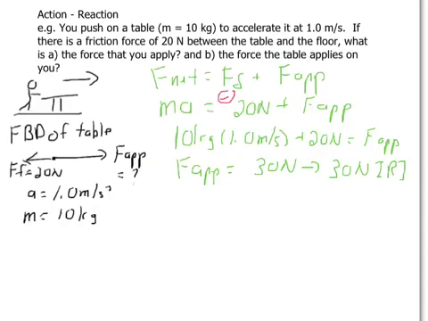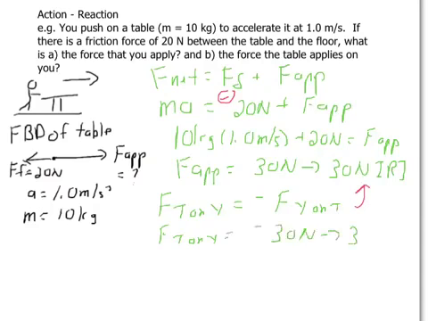The second part of the question asks, what is the force the table applies on you? So the force of the table on you is really the opposite of the force you apply on the table, which we already figured out was 30 newtons. So the force that the table applies on you is negative 30 newtons, which really means 30 newtons to the left.